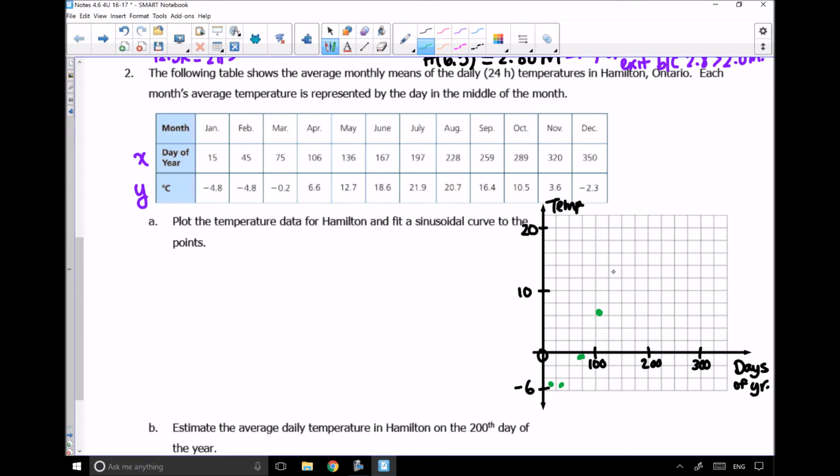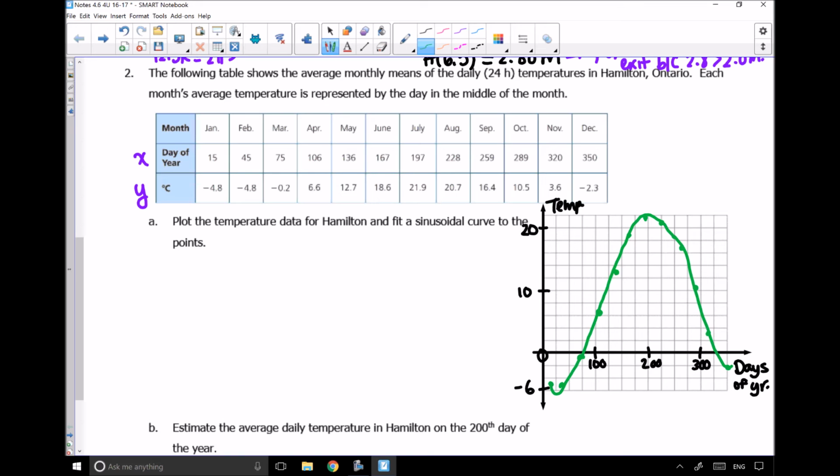Okay, and you guys don't need to watch me put all of these data points. So go ahead and finish the data points, press pause, and then come back to me so we can talk about how to fit a sinusoidal curve to the points. Okay? So these are where the data should line up. So let's go ahead and connect our points and see what we end up getting. So it's very clear that this has a sinusoidal shape to it.